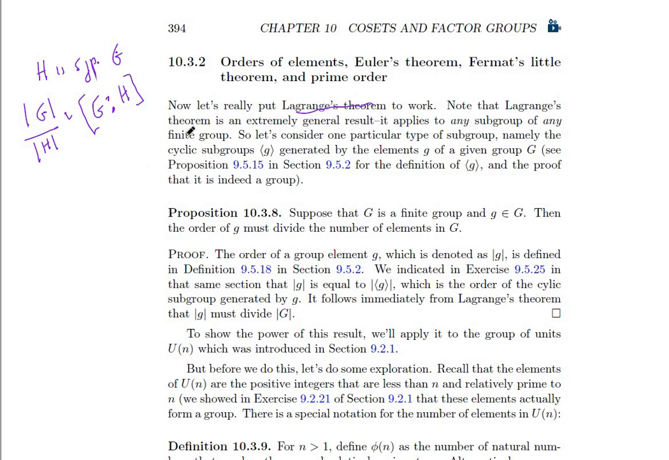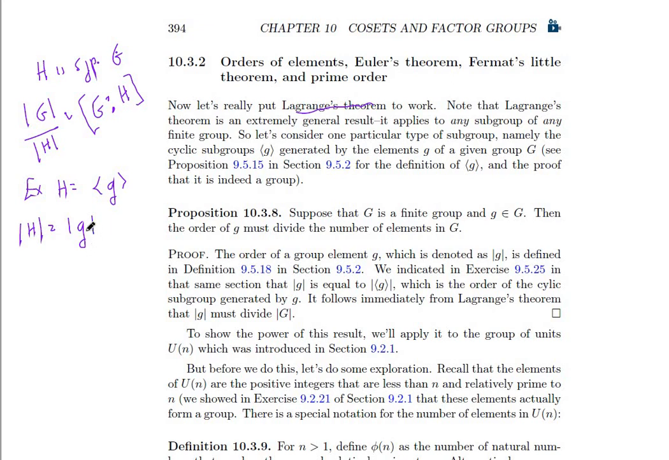Right, now let's think about a special case of this. We could take, for example, H to be the cyclic subgroup generated by any element g in big G. So I could take H as this. Then the order of H is what we called the order of little g.